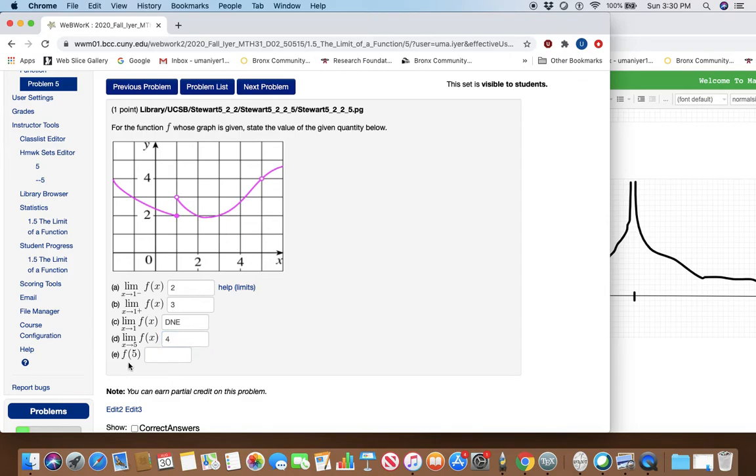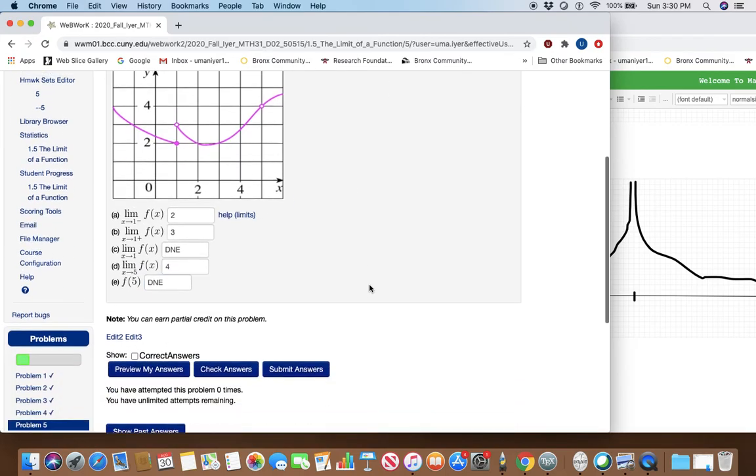What about the value of f at 5? Well, there is no point at 5. In fact, there is a hole. There is no point anywhere at 5. So this does not exist. Okay.